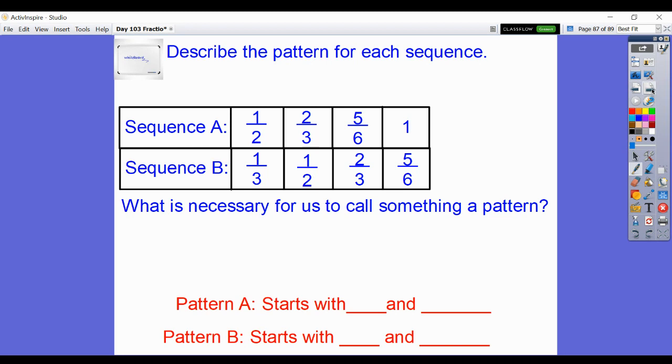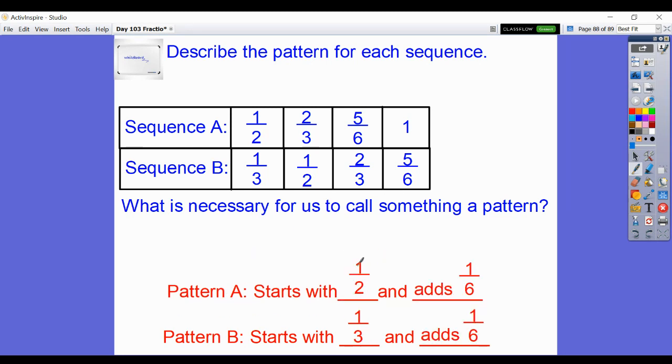Okay, so you're back, and the answer is pattern A starts with a half, of course, that's straightforward, and adds 1/6. Pattern B starts with 1/3, again straightforward, and adds 1/6. How do we know that? Because 1/2, 2/3, so 2/3 is 4/6. 1/2 is 3/6. So this would be 3/6, converting 1/2, because you have to convert to common denominators, and 2 and 3 have a common denominator of 6.